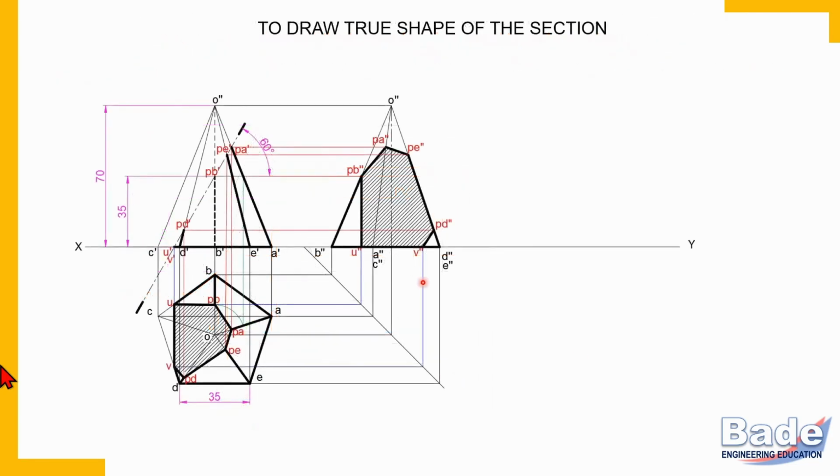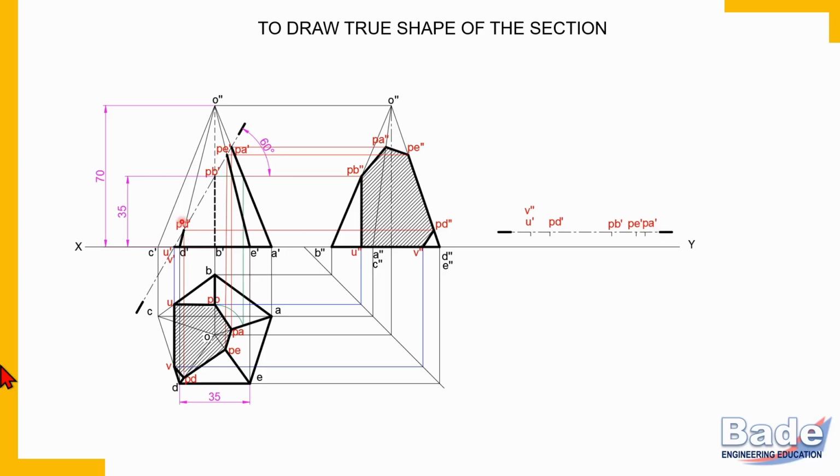So hatching is done. Now to draw true shape of the section. Same procedure what we studied in the last problem. Draw the cutting line. It is in the front view, that is above XY line. So draw the cutting line above XY line, parallel to XY line, and transfer all the points, P points and UV, that is corners of the section, on this horizontal cutting line.